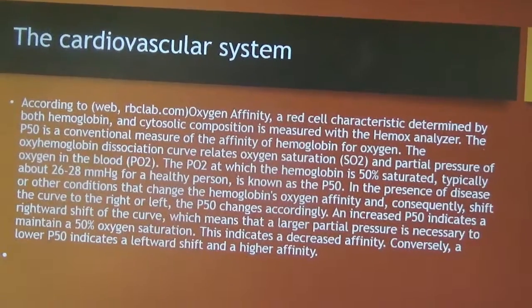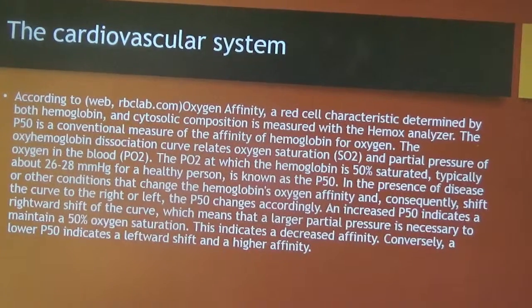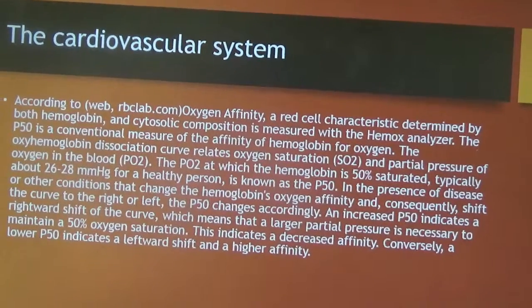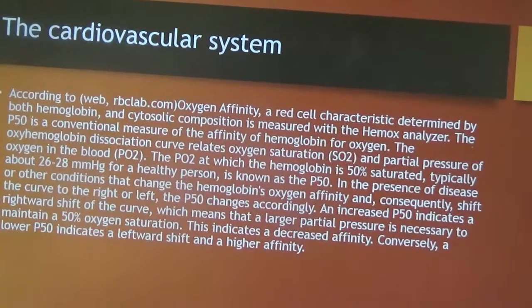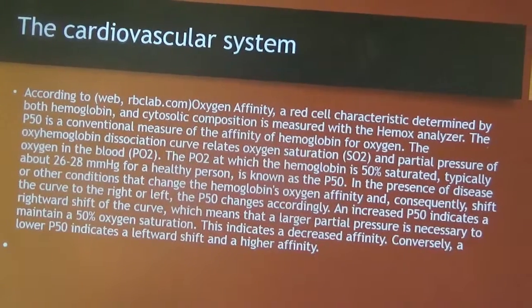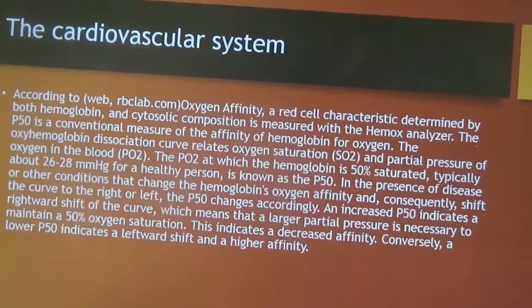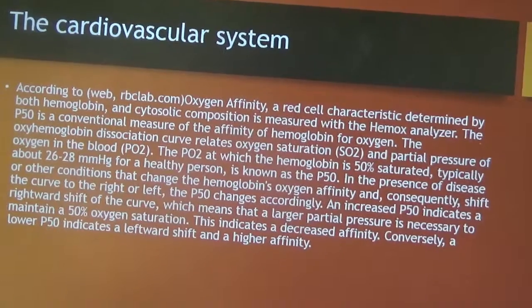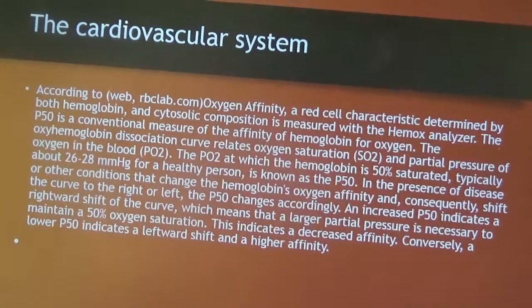In the presence of disease or other conditions that change the hemoglobin's oxygen affinity and consequently shift the curve to the right or the left, the P50 changes accordingly. An increased P50 indicates a rightward shift of the curve, which means a larger partial pressure is necessary to maintain a 50% oxygen saturation. This indicates a decreased affinity. Conversely, a lower P50 indicates a leftward shift and a higher affinity.